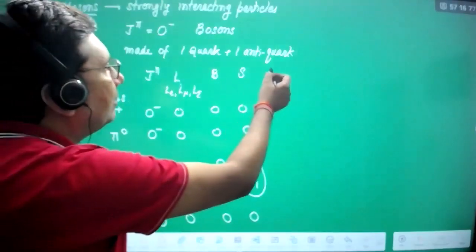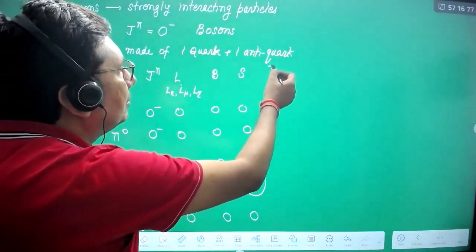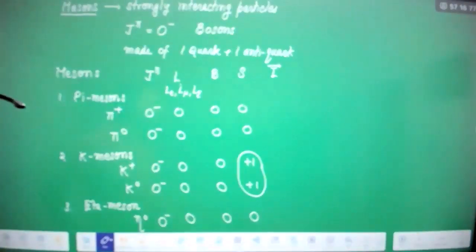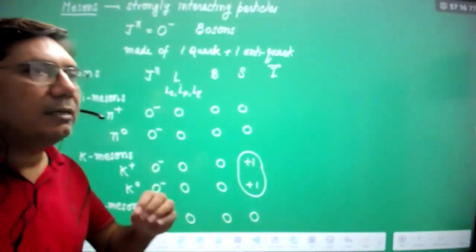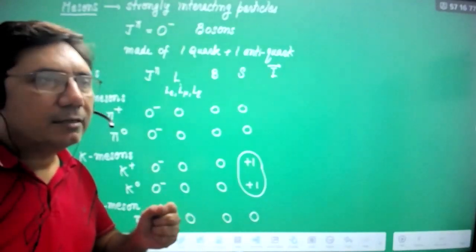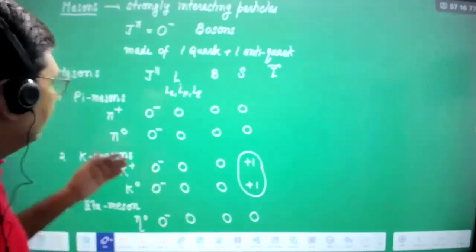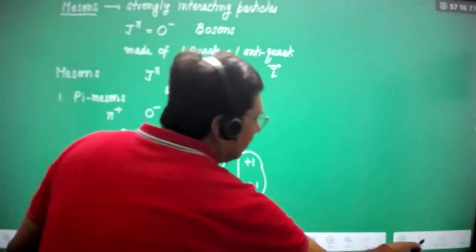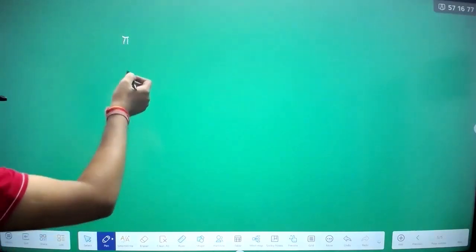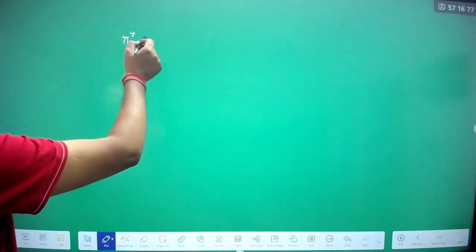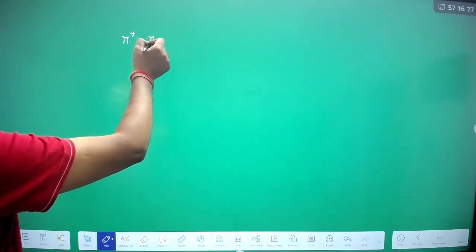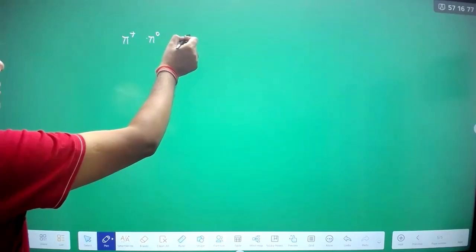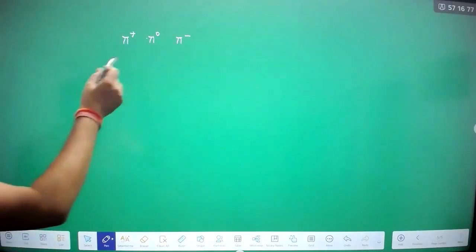Other than this, they have the I number. Actually, the I number represents a multiplet. Some of the particles are like this. For example, here there are three: two particles and one antiparticle. I am coming back to this, please just wait. Try to understand why this I number was introduced. These are pi plus, pi naught, pi minus. Here pi minus is the antiparticle.